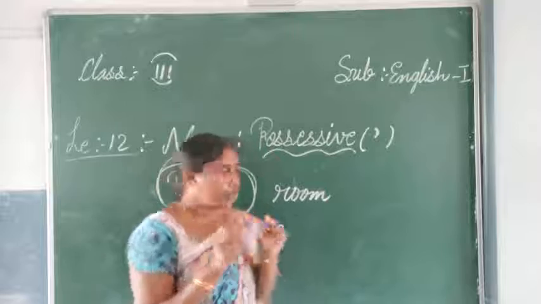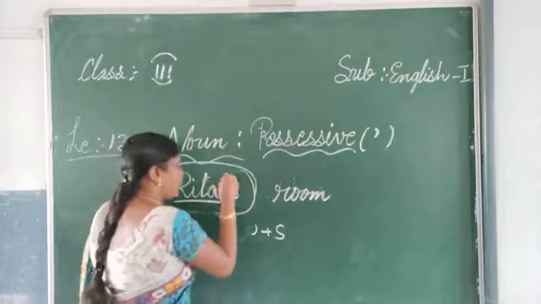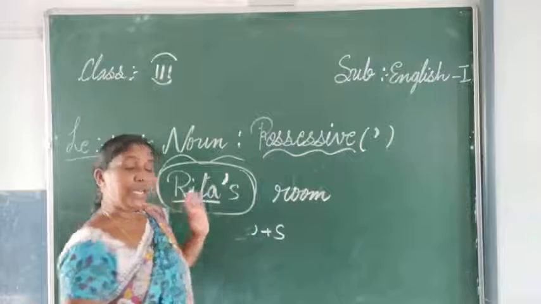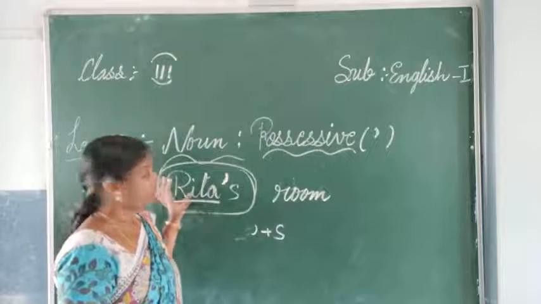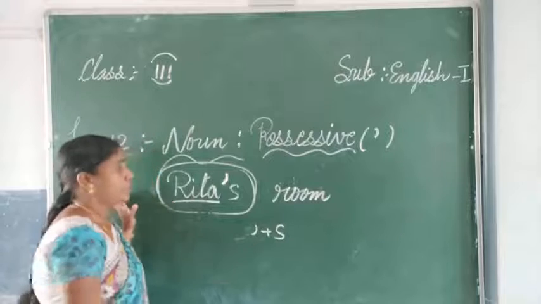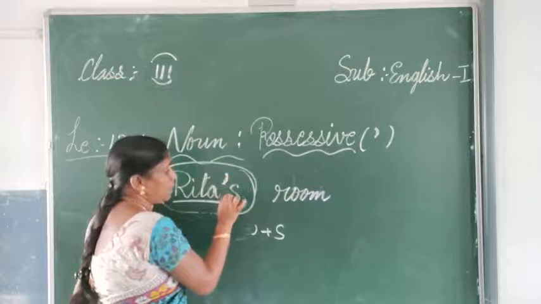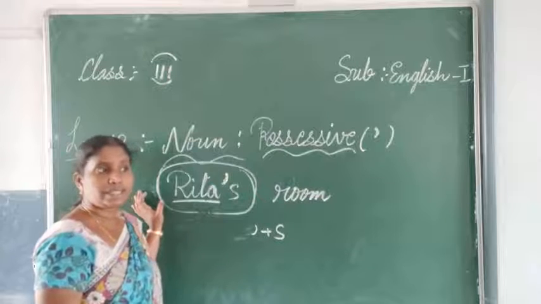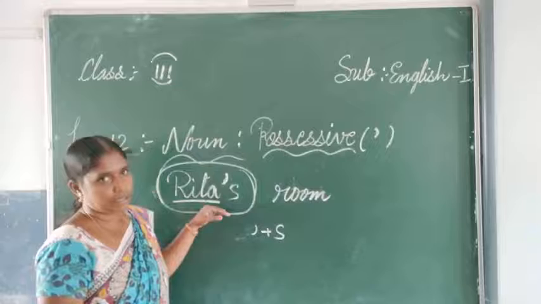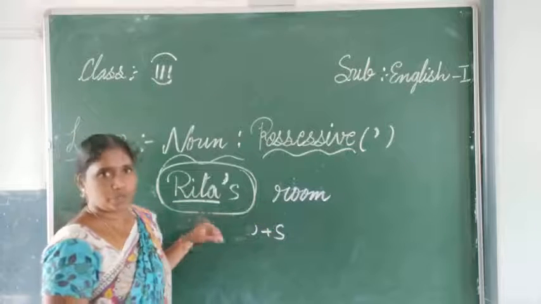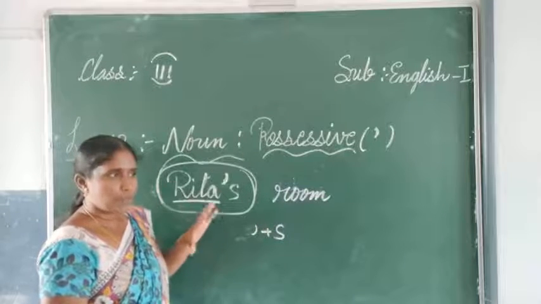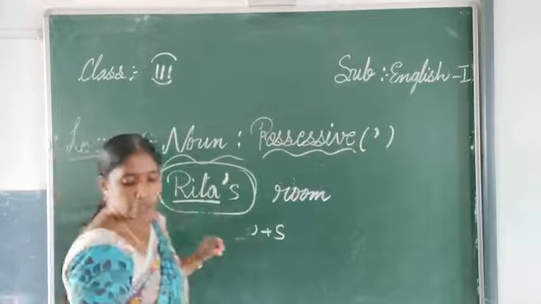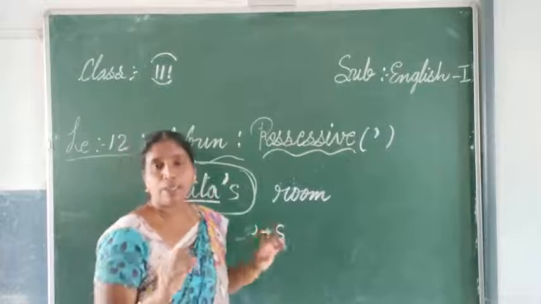The apostrophe only is giving us the information: this belongs to Rita, not anybody else. This belongs to Rita only. This apostrophe is helping, and plus yes. After the apostrophe, what do we have to add? Yes, so that it will be Rita's room. So clear? When we add an apostrophe, it tells us this thing belongs to that particular person.